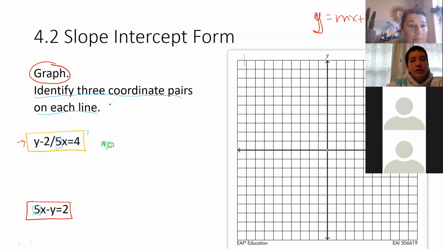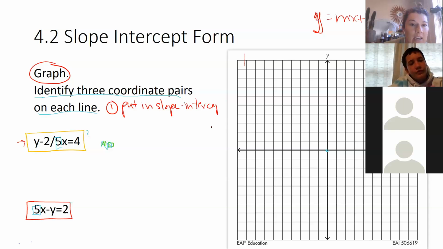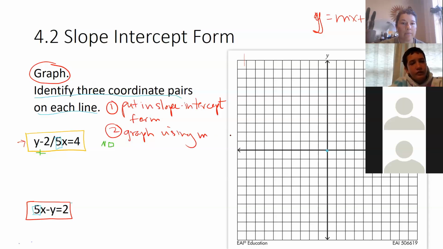So step one, in order to graph, we need to put it in slope-intercept form. As soon as we do, we're able to see what the y-intercept is and the slope, and then we're able to graph. So we're first going to put it in slope-intercept form, and then we'll be able to graph using m and b. All right, so let's do that on orange.